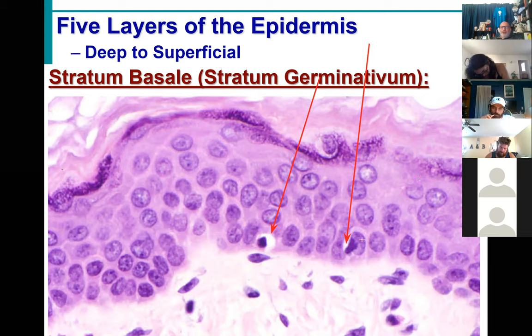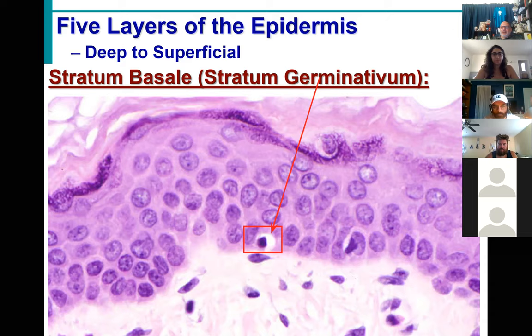But this one I wouldn't use on the exam, but this one absolutely I will. This cell is dramatically different from all the others. So this cell is clearly something different. And what is this something different that it is? A melanocyte. These are the melanocytes, exactly.